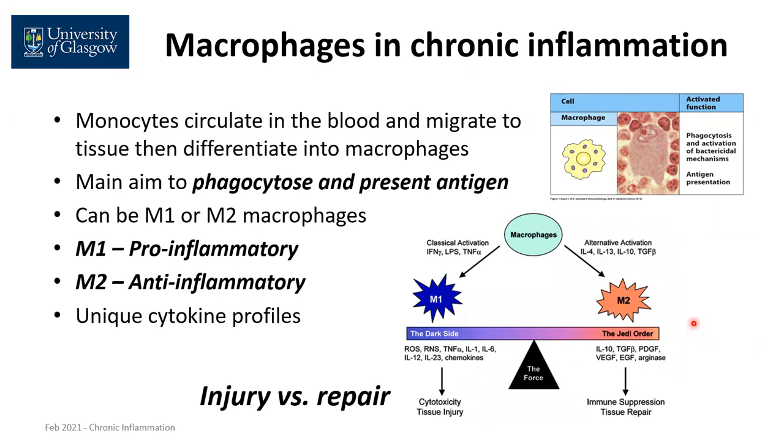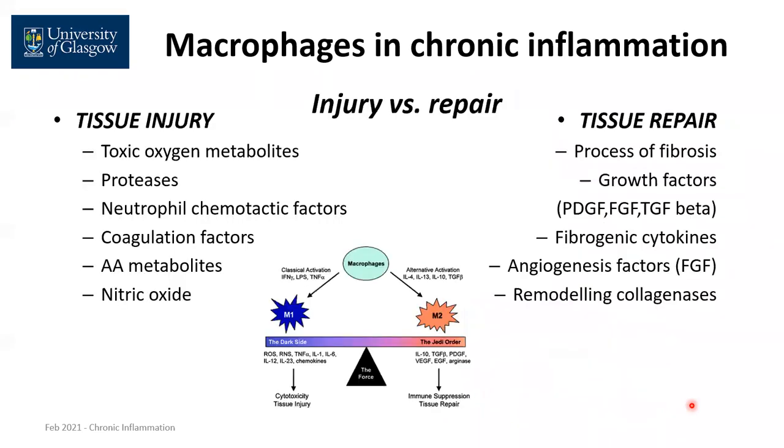Whereas your M2 macrophages produce anti-inflammatory cytokines and also growth factors as well. And these growth factors can drive the process of tissue repair within the tissue. And it's ultimately the balance between the two which is important to consider when you're talking about macrophages in chronic inflammation.